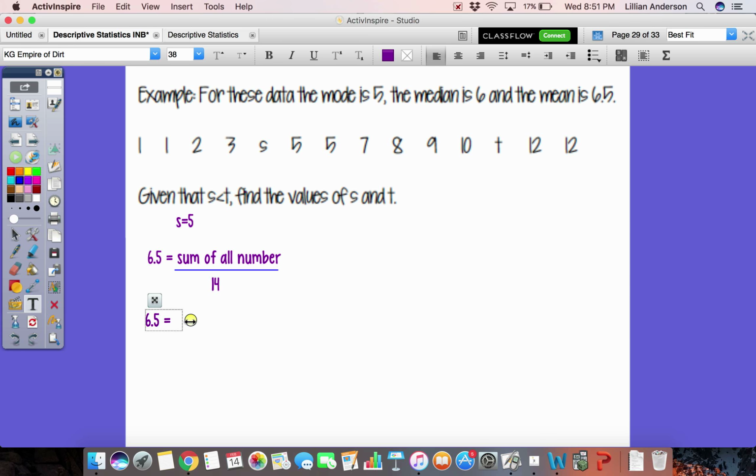Hopefully you guys did it as well. Did you guys get 80? Because that's what I got. It was actually 80 plus T, okay? Because T, and I'm going to use a different font so that it actually looks like a T. There we go. All right, so we have 80 plus T because we're able to add all the actual numbers, including making S 5. Okay, so that ended up being 80 plus T, and we're still going to divide by 14.